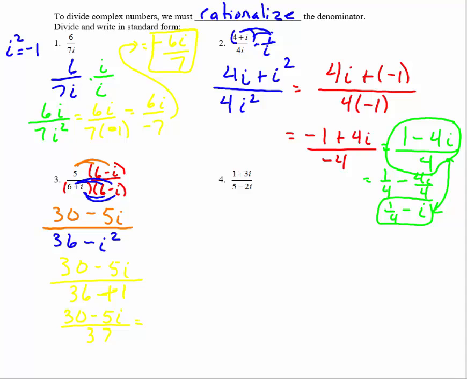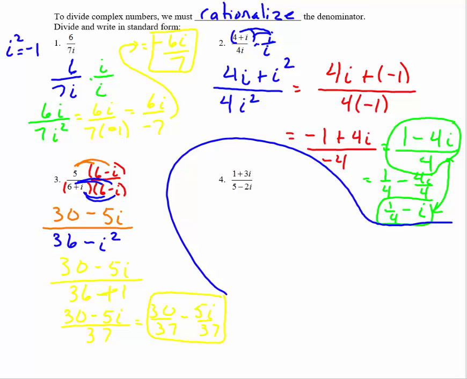Again, you need to separate the real part and the imaginary part. So the real part is 30 over 37 minus 5i over 37. If we could reduce either of those fractions, we would, but none of those can be simplified.